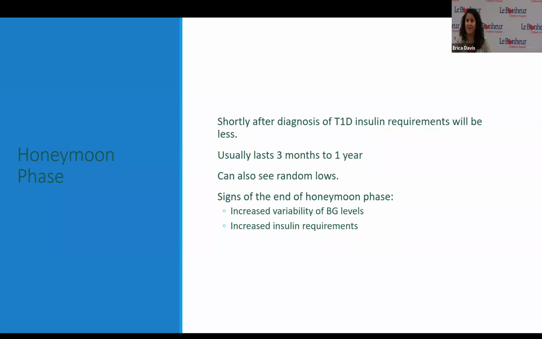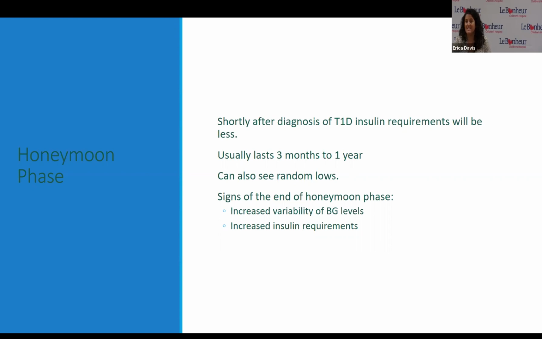Once they've rested, they do decide to get back to work. They start producing insulin again. That insulin might be pretty consistent, given at appropriate times, and you see a consistent lessening of insulin requirements. But you also might see random lows. The pancreas might spit out insulin at random times, not those appropriate times that we need. So we might see some low blood sugars that we can't really explain.